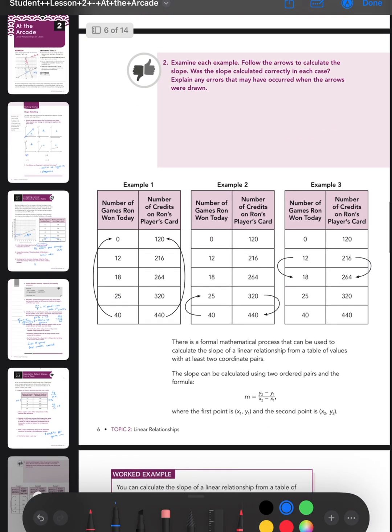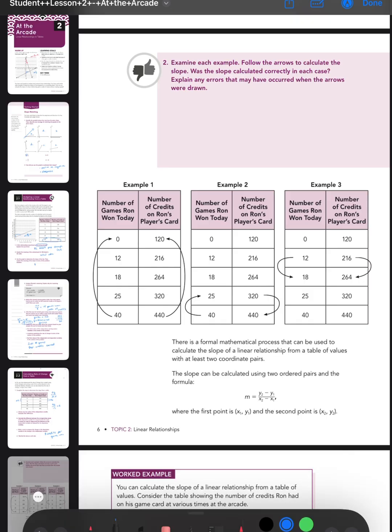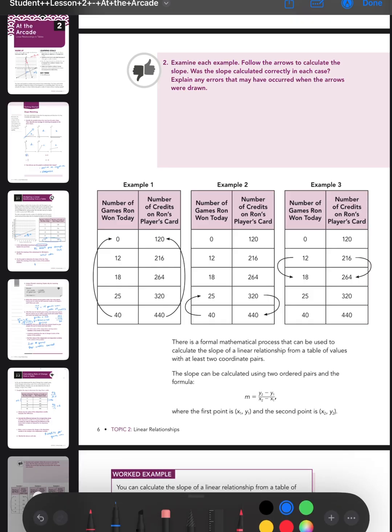Okay, next is examine each example. Follow the arrows to calculate the slope. Was the slope calculated correctly? Now, if we're looking at example 1, they do change in y to change in x. It might look a little different than what we did before. It looks like they picked the first row and the last row, and they worked from the bottom up. That's fine as long as we're going in the same direction for both the x and the y.